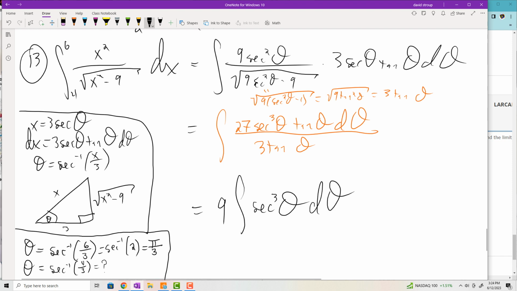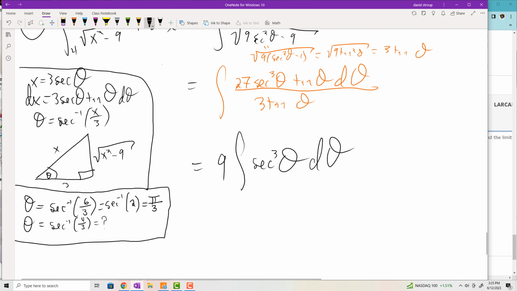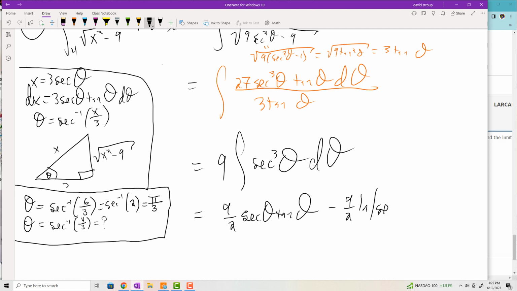And then you have to use my formula for secant cubed. That will just then equal 9, when you distribute, 9 halves secant theta tan theta. And then is it plus or minus? So it's plus 9 halves ln of secant theta plus tan theta.